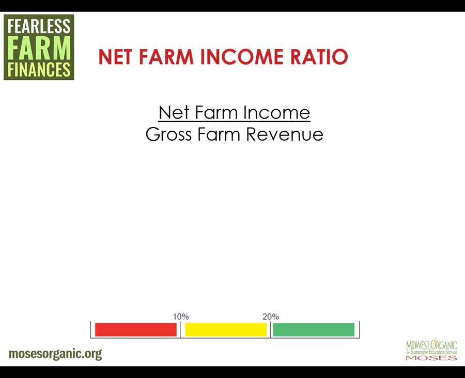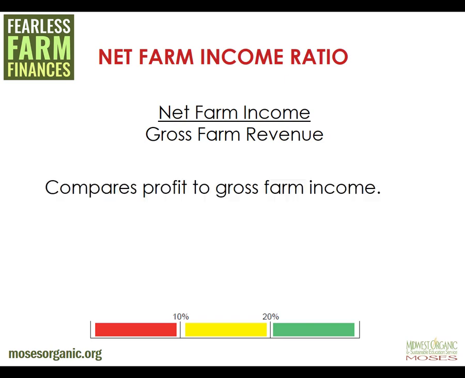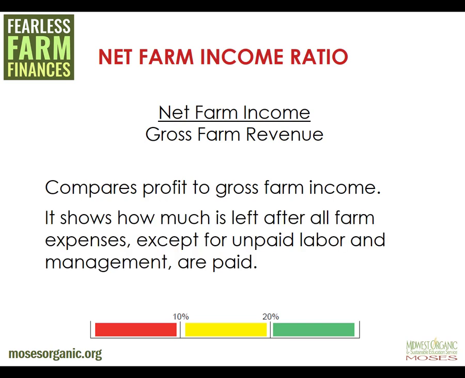So let's jump now to our net farm income ratio. So our net farm income ratio is net farm income divided by gross farm revenue. So this compares profit to gross income. So it shows how much is left after all farm expenses except for unpaid labor and management are paid. So it's looking at something similar to our operating expense ratio, but just a little bit differently. It's coming at it from a different angle. So these two many times are important to look at the same time.